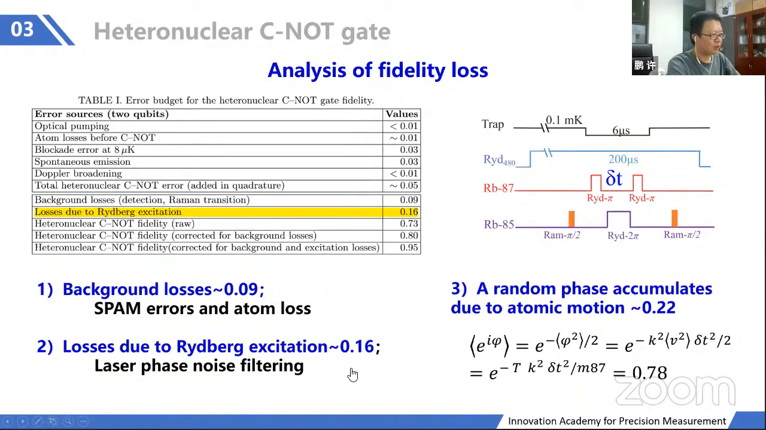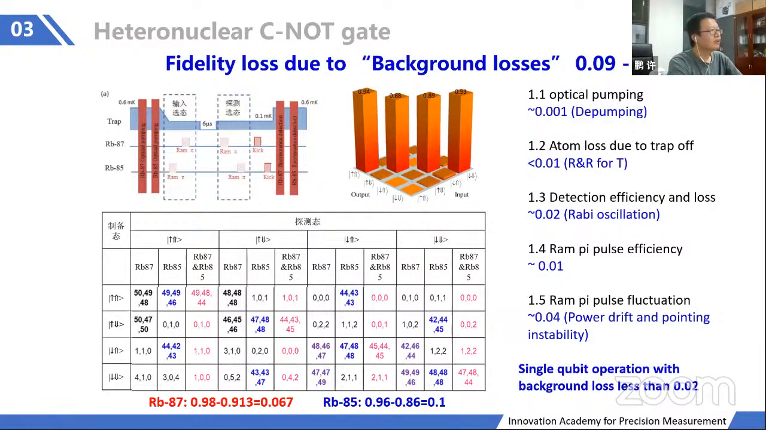We can see there are majorly 3 different parts. The first part is the background loss, and the second part is due to the Rydberg excitation. And another important one is the random phase accumulated during these 2 pi pulses. It is because for this pi excitation, during this time gap, the control atom will accumulate a random phase. So we have done some detailed analysis. If you are not interested, I will pass it.